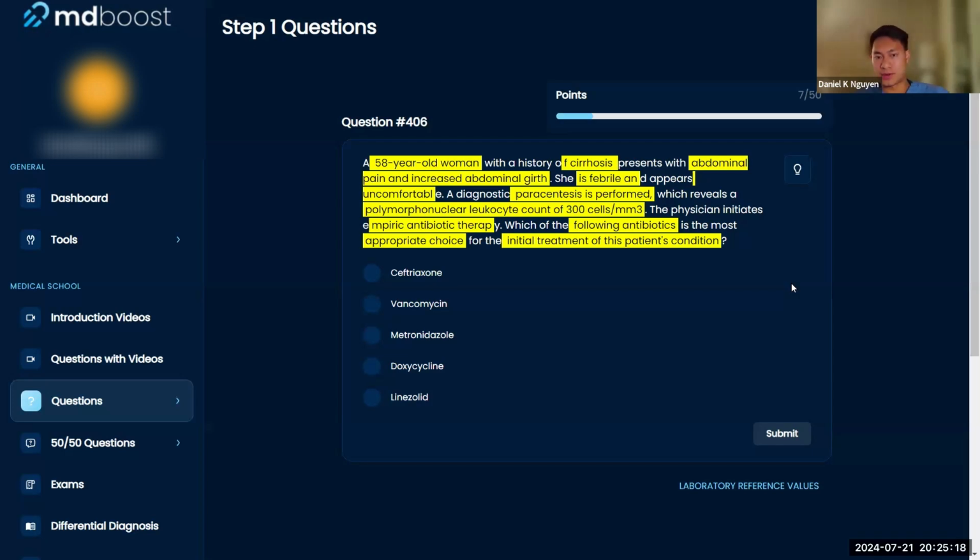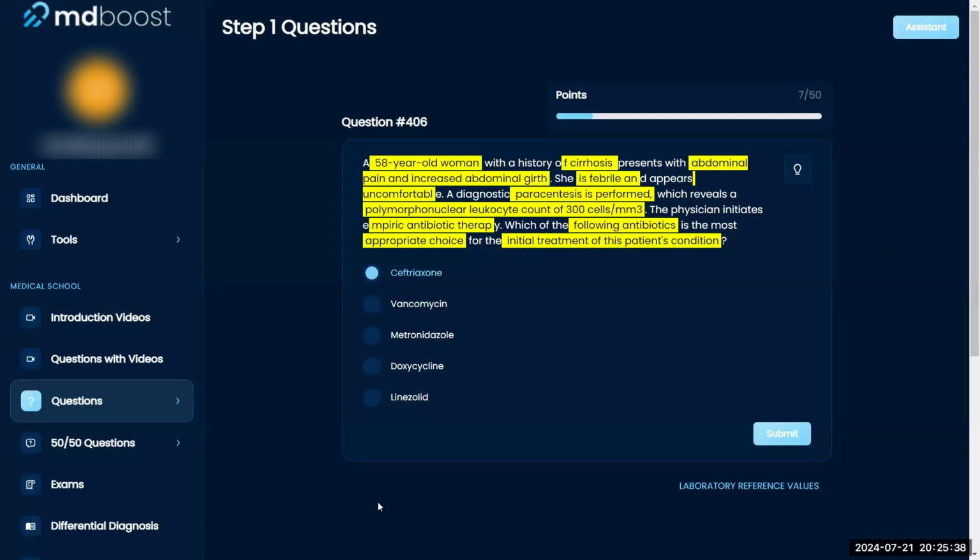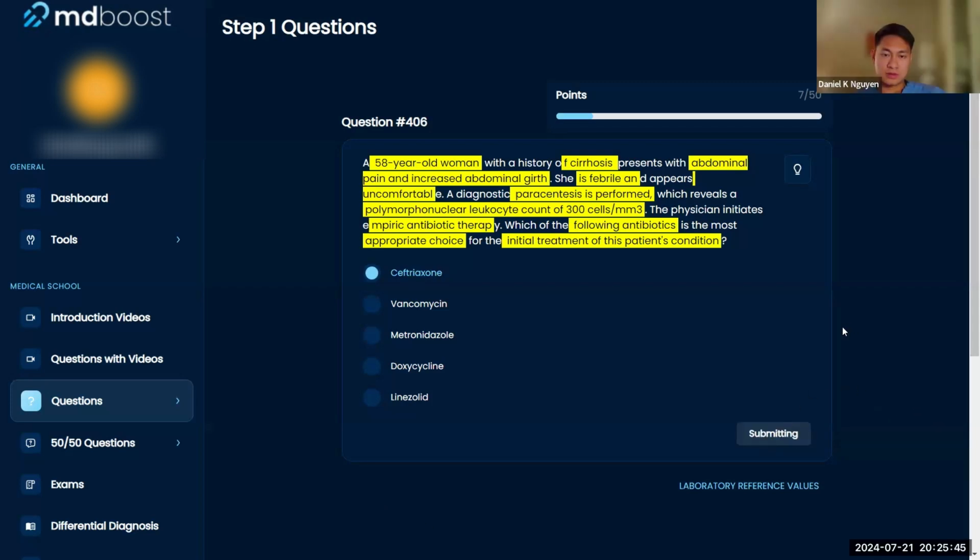So this is what this woman has, and now they're asking, if you have spontaneous bacterial peritonitis, what do you want to do? I think I'd give something that's pretty broad spectrum. The one here that looks like the most to me would be ceftriaxone, but that's just a gut feeling. All the other ones are pretty specific, but I'm not too sure.